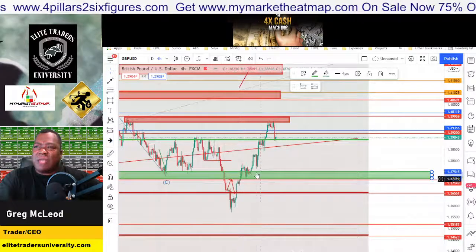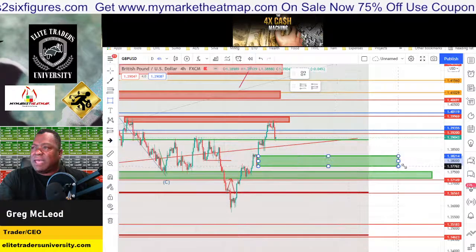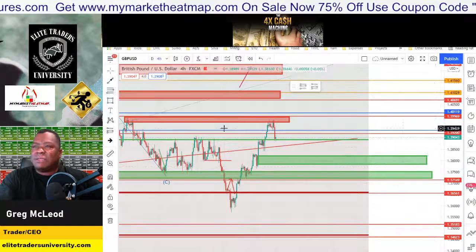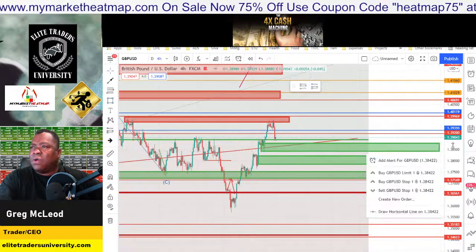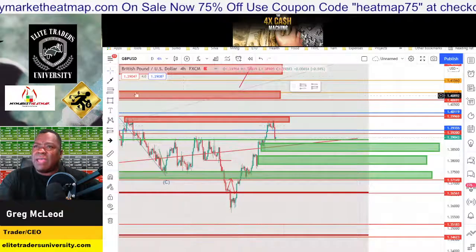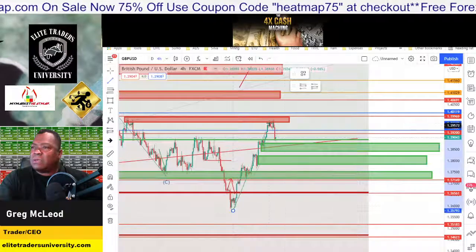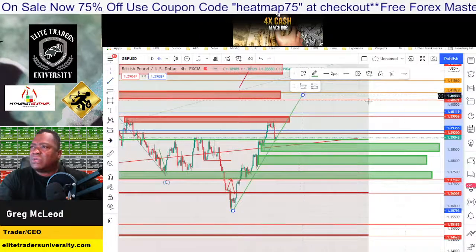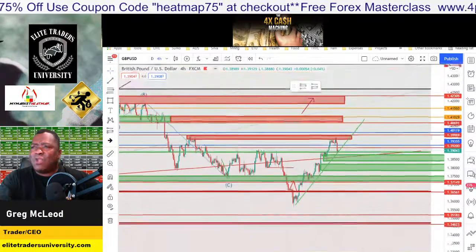Our demand zone held. And now we have a series of demand zones. Just demand, demand, demand. Stacking demand zones. Eventually we'll come back and test, but probably not now. We have a rising trend line. We can connect the swing lows here, higher highs and higher lows. Higher highs and higher lows, where she stops, nobody knows.